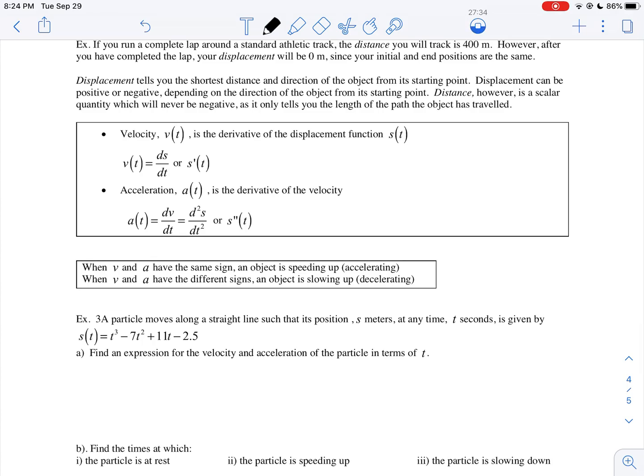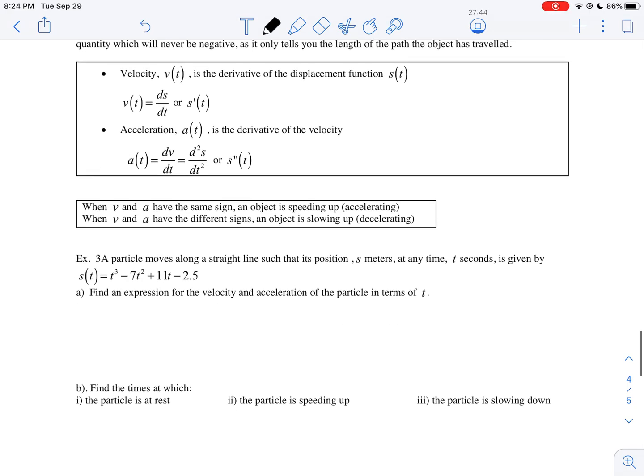Acceleration is actually the derivative of the velocity function. But if the velocity is the derivative of the position function, then it's the second derivative of the position. This is important right here. When velocity and acceleration have the same sign, an object is speeding up or accelerating. If velocity and acceleration have different signs, the object is slowing down.